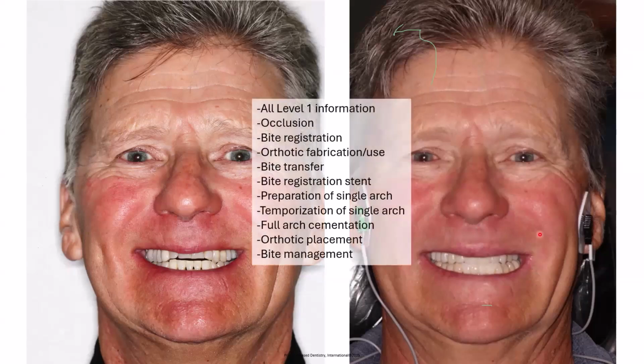And these were the photos taken during the cementation session. So the patient's still kind of getting used to everything, but I just want to show you how that works. In level 2, we cover everything that we covered in level 1, kind of reinforce it, but now we stress more occlusion, bite registration, and the use of orthotics. We talk about the bite transfer, the bite registration, and then how to prep everything out.